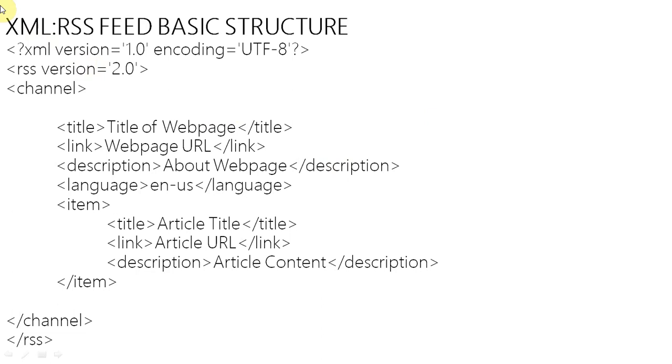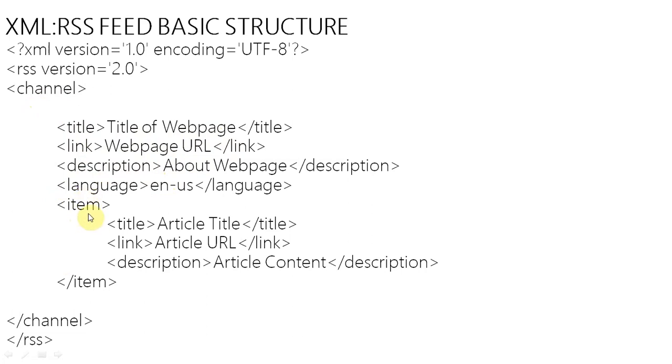The RSS is started by the XML. The RSS feed program will start with XML version 1.0, and the encoding we will write here is UTF-8, and again we'll write here RSS version 2.0, and this is the structure. This is the outer element or outer tag, channel. Inside channel we have title, link and description. Inside the title we'll write the title of the web page, the URL of the web page, its description and language.